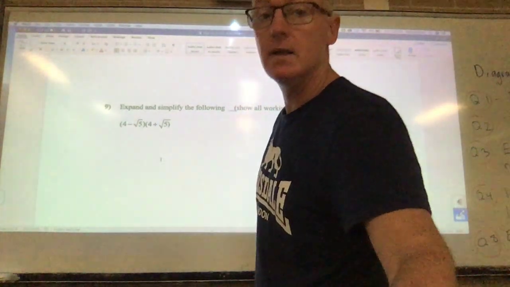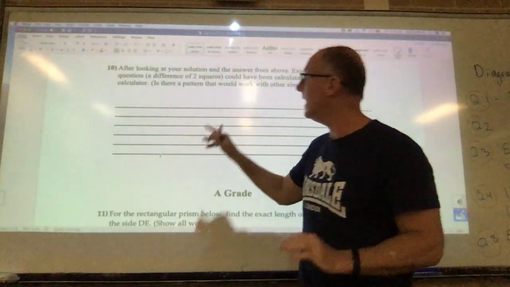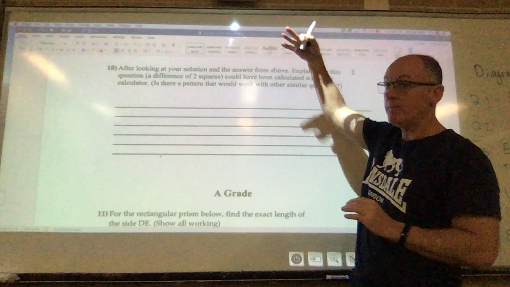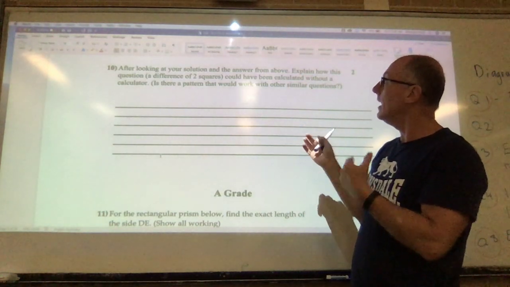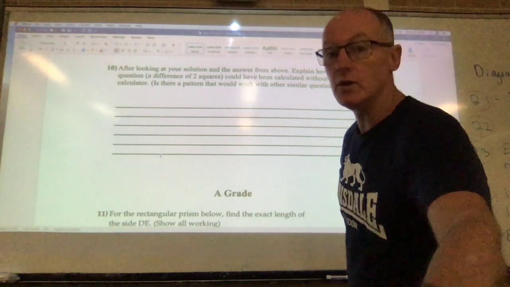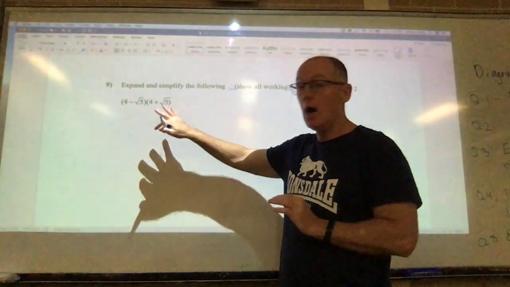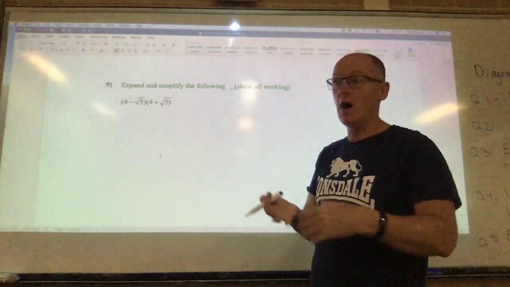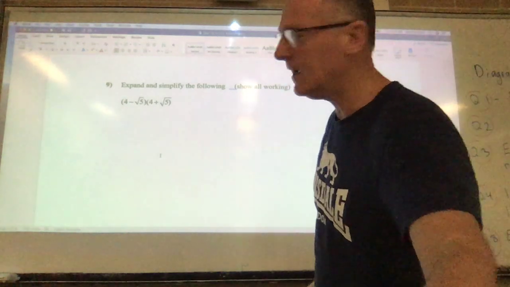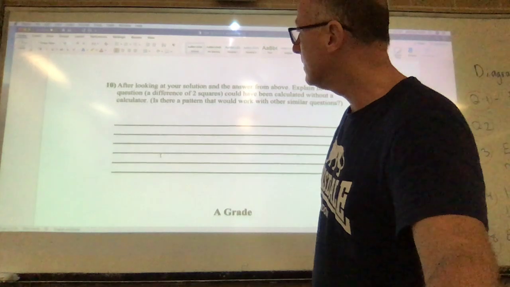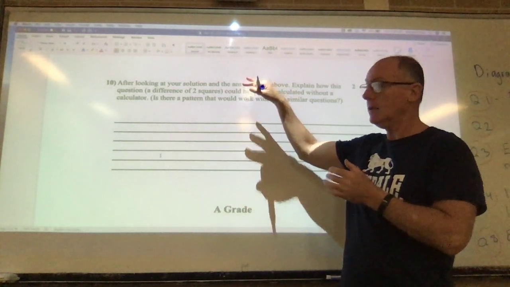Okay, question 10. Question 10 is a little bit different, but question 10 is saying, after looking at your solution from above, how could you have come up with this answer in your head? So when you do question 9, if I just go back down, the answer you get should be a whole number. Let's say it's 10 or minus 5 or 12. You should end up with a whole number. And question 10 is saying, okay, that's interesting, you get a whole number.